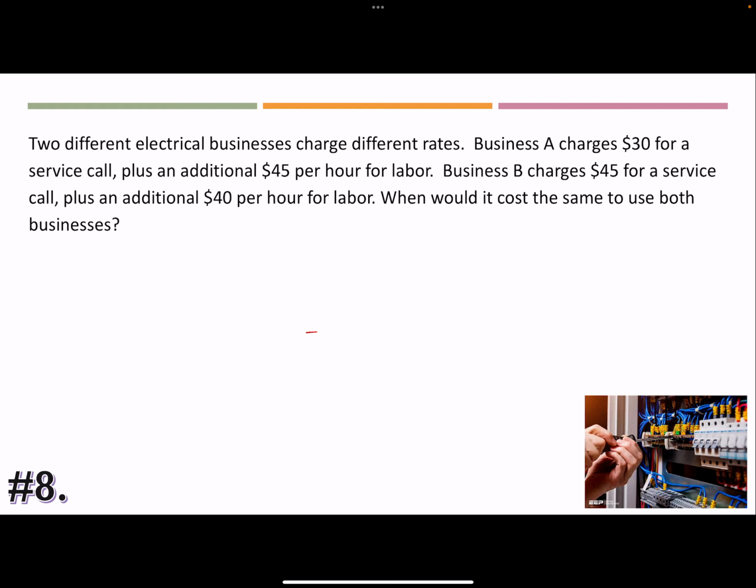Now I want you to flip to number 8. So number 8, let's take a look. Two different electrical businesses charge different rates. Business A charges $30 for a service call plus an additional $45 per hour for labor. And then business B charges $45 for a service call plus an additional $40 per hour for labor. So when would it cost the same to use both businesses?